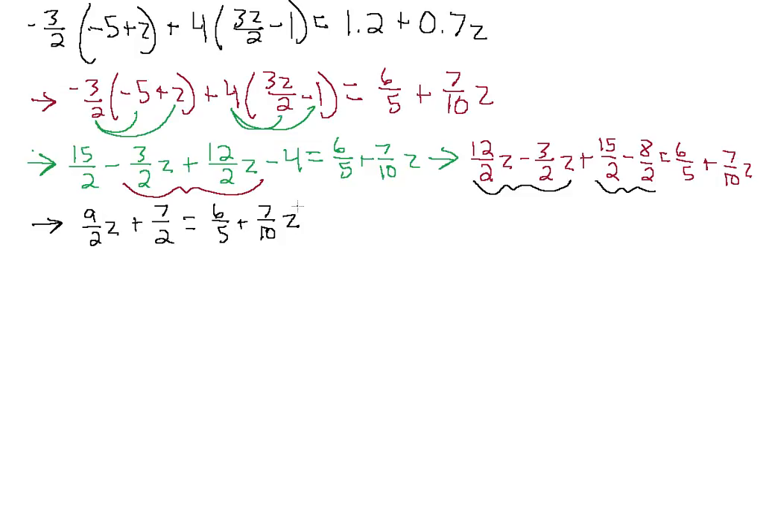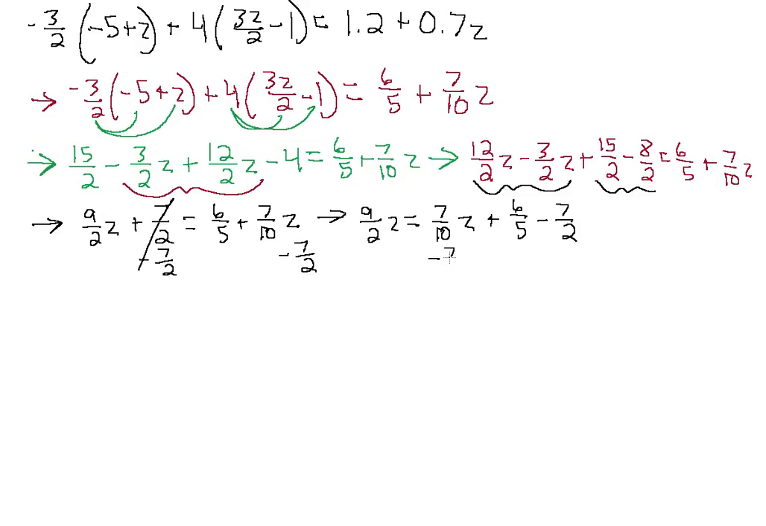Now we want to begin to move our variables to the left and all the other junk to the right. We're going to subtract 7 over 2 from both sides to cancel out the positive 7 over 2. We have 9/2 z equals 7 over 10 z first, and then plus 6 over 5 minus 7 over 2.